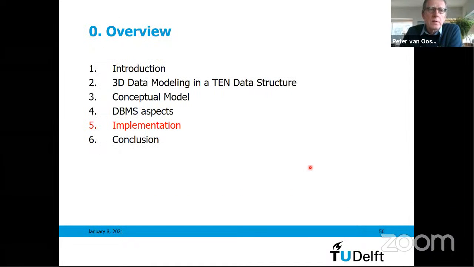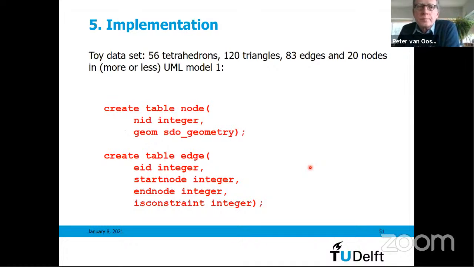So let's have a look at these database tables. We have a table with the nodes, we have a node identifier, and we have the geometry. This is a point. By the way, this is Oracle Spatial, which looks a little bit different than the Postgres and PostGIS types. Then we have an edge table with an edge identifier, a start node, an end node, and a label, a boolean. Is it a constraint? Because when it's a constraint, we may not remove it by flipping, so we have to keep it.